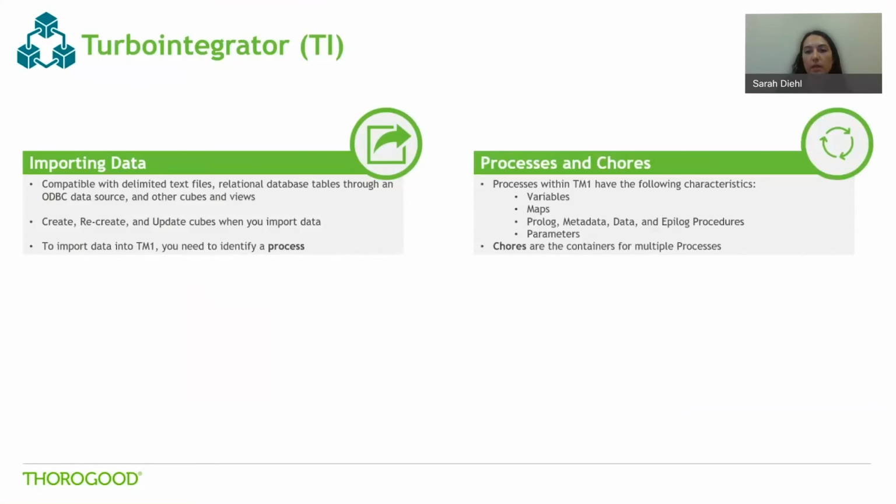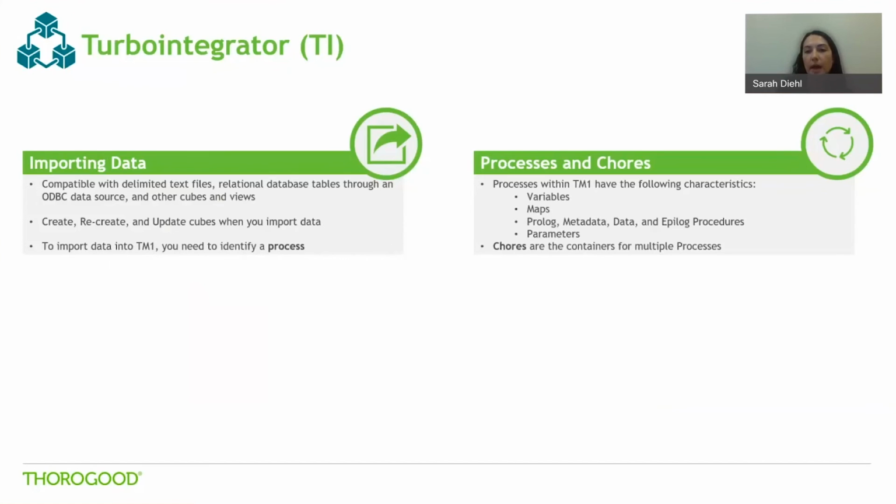The Turbointegrator is merely just the tool. The Turbointegrator process is what is actually running to populate your application. There are certain characteristics within a process that are part of its definition. First, we have variables. Variables are defined to identify columns within the data source that are being brought in. Then there are maps. Maps determine relationships between variables and data structures in the TM1 database.